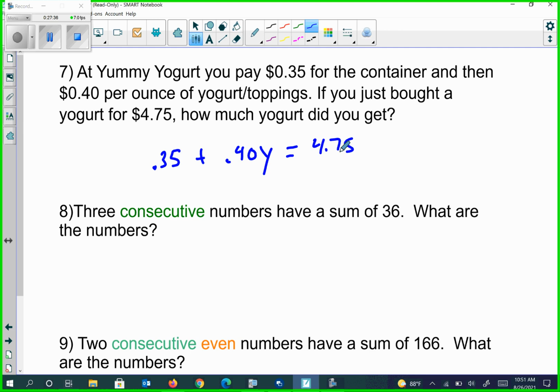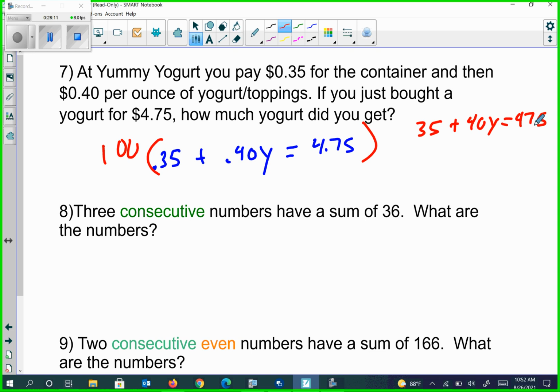Okay, so now, friends, here's another kind of little anxiety in math sometimes. We have decimals. I don't like decimals as much. How many places do I have on each of those decimals? 2. There's 2 decimal places to the right. So let's move the decimal. If I multiply everything by 100, I wind up getting 35 plus 40y equals 475. Now I don't have to worry about a decimal. Agree?